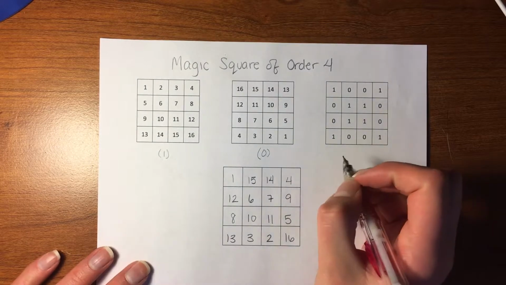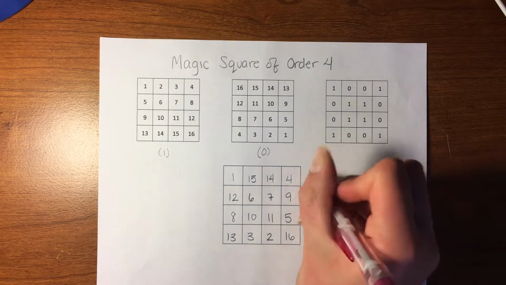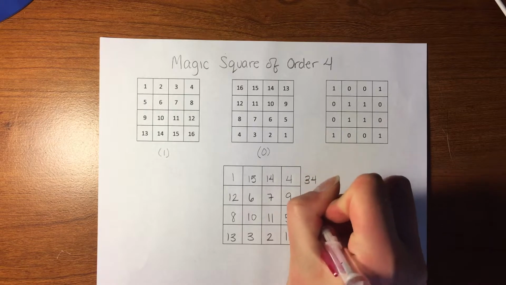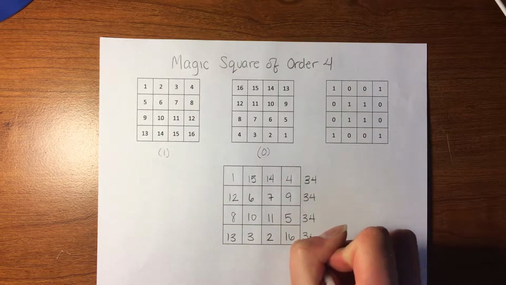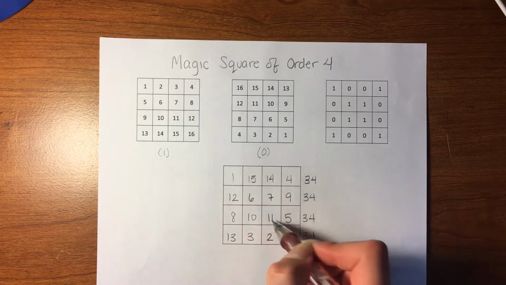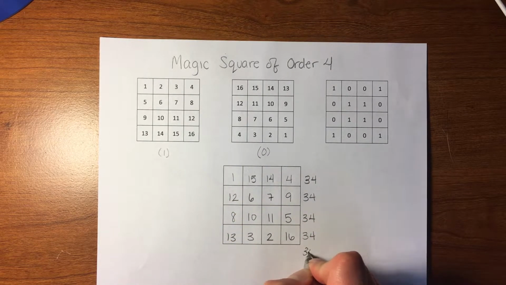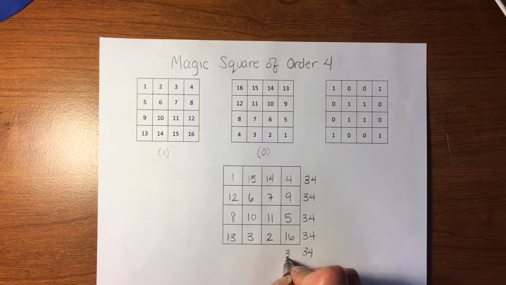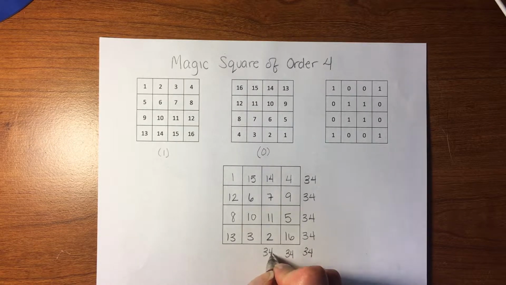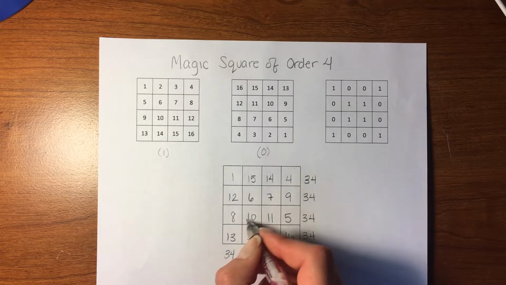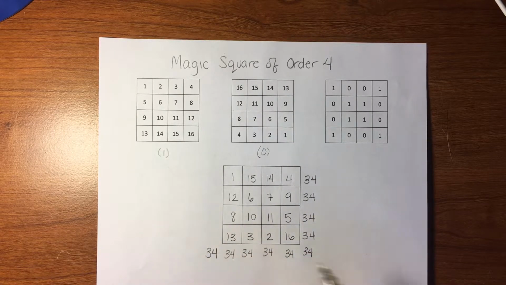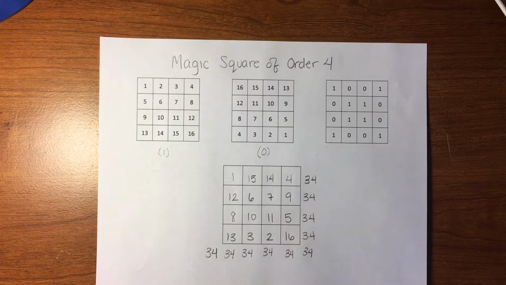If we do go through here, every single row adds up to 34. If we calculate this out, the diagonal here is also 34, and every column does add up to 34, as well as this diagonal in here. So we do have a magic square with a magic sum of 34 for this 4x4 magic square.